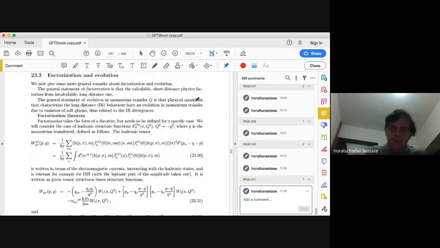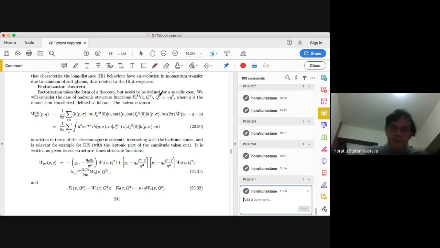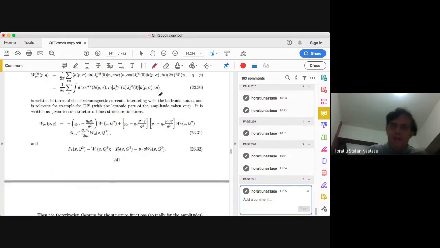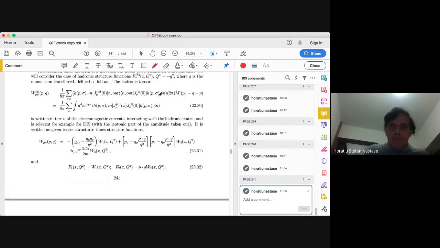Remember, we said that we're looking at physical objects. And then times the delta function of the initial states, which, as you see, are P and Q. I'm sorry, I should have written.